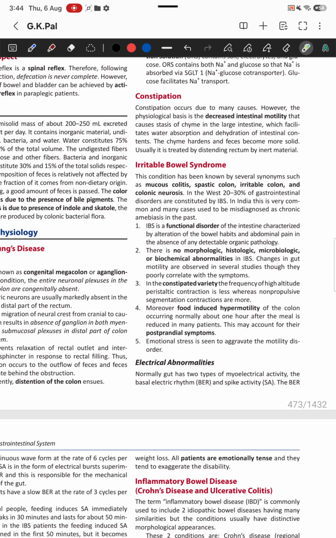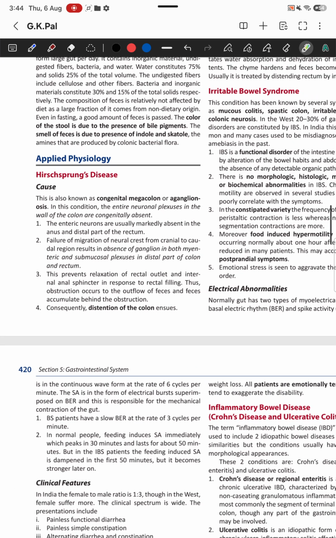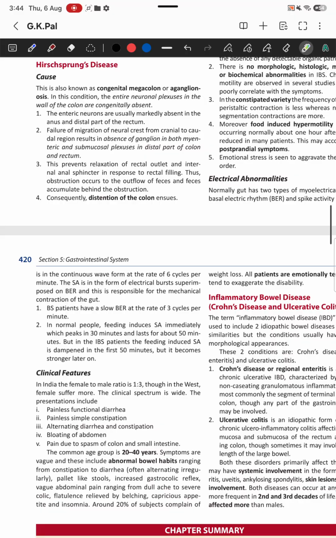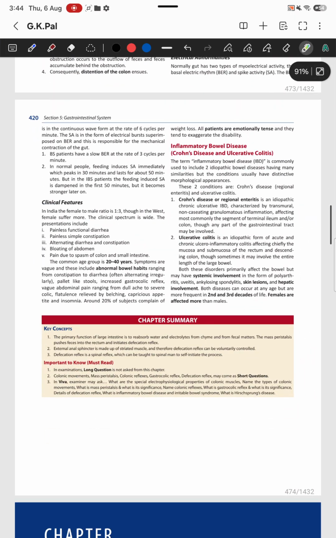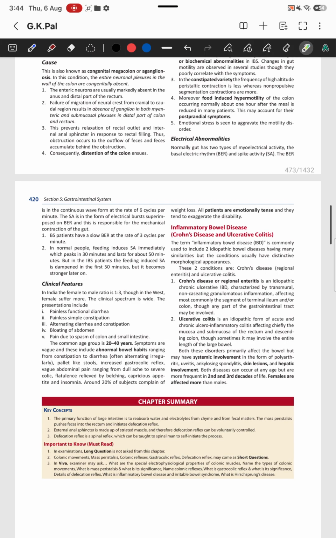Emotional stress. Electrical abnormalities and the clinical features. Electrical abnormalities: now we know BER and spike activity. We will compare the normal electrical activity in the GIT versus that in the affected individual.